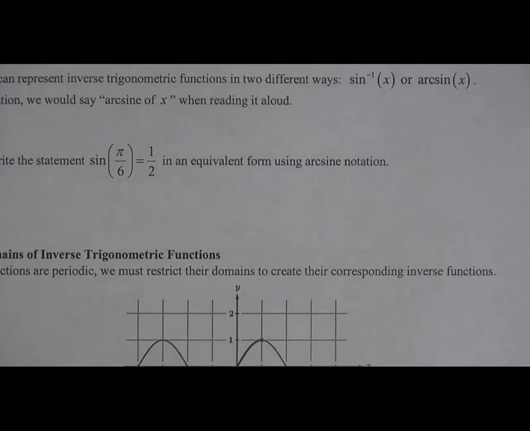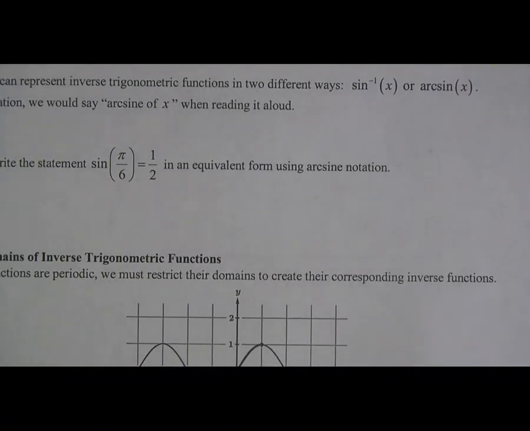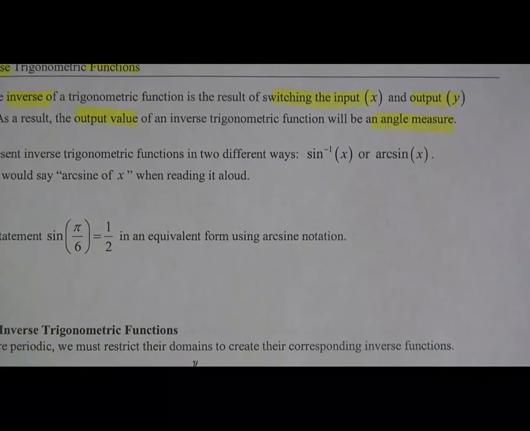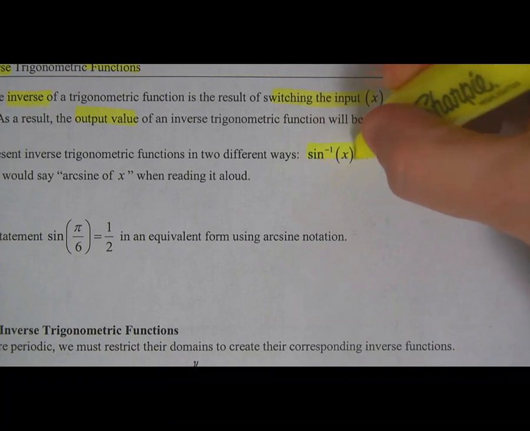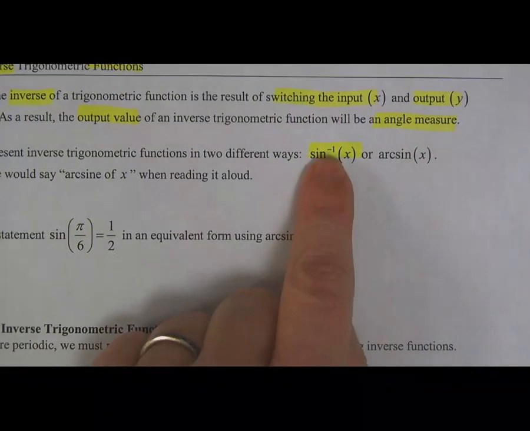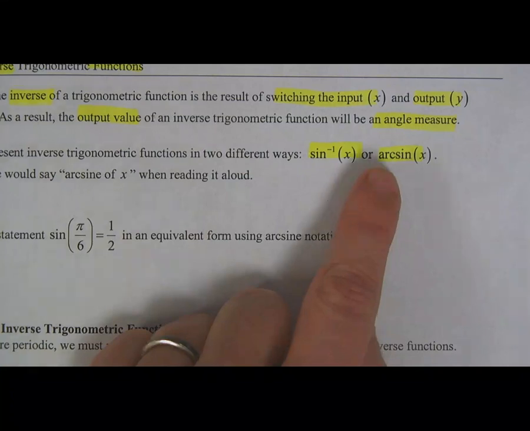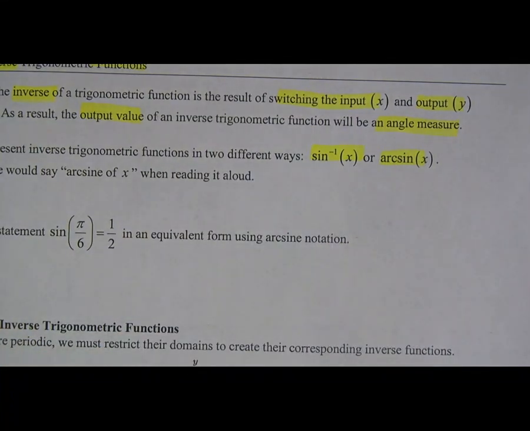Okay. So for notation, we can represent an inverse trig function in two different ways. You can represent it as sine to the negative 1 power of x. The way that you say that out loud is arc sine of x. Either one of these is acceptable.